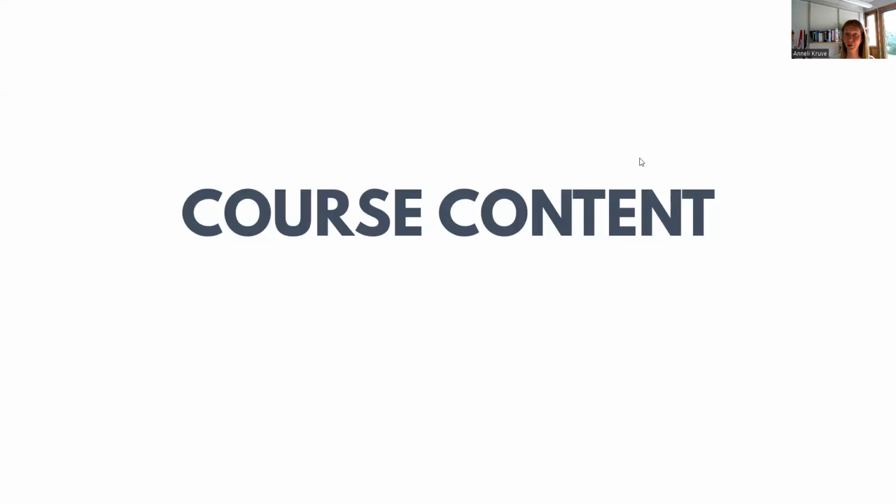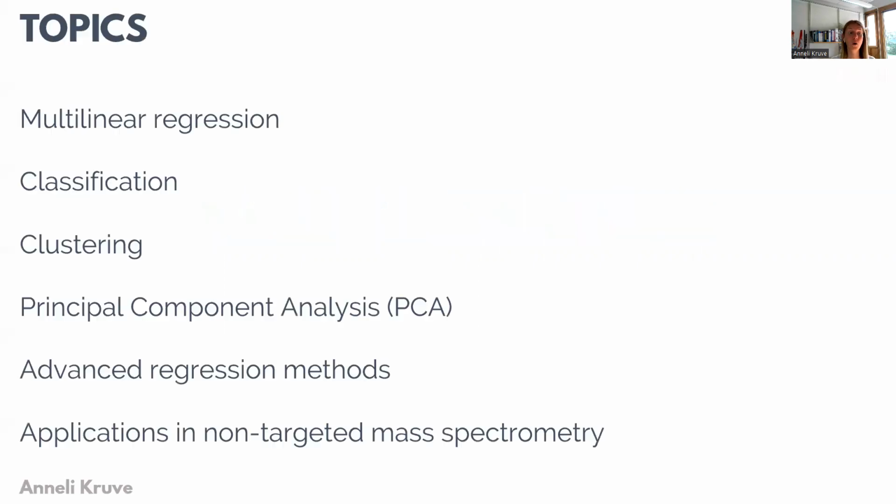So now let's go into the practicalities of this course. The course is going to cover multilinear regression. This is actually today's topic. And this lecture is more going to be about the general workflow than the nuts and bolts of multilinear regression itself. Then next topic is going to be classification, followed by clustering and principal component analysis.